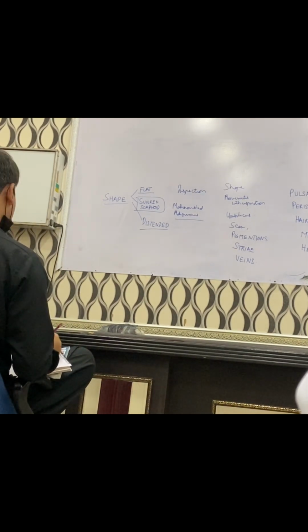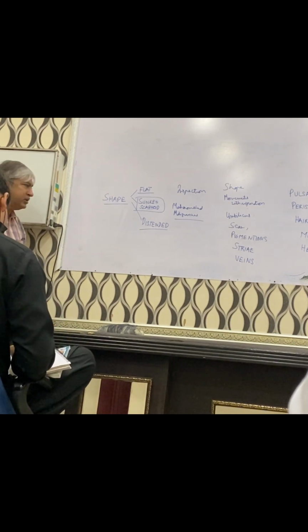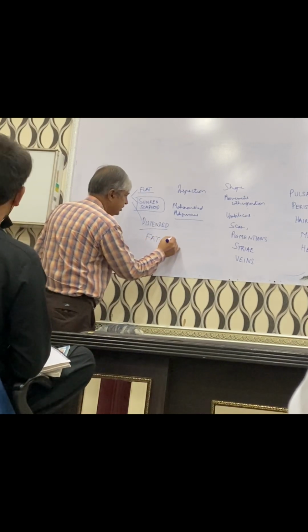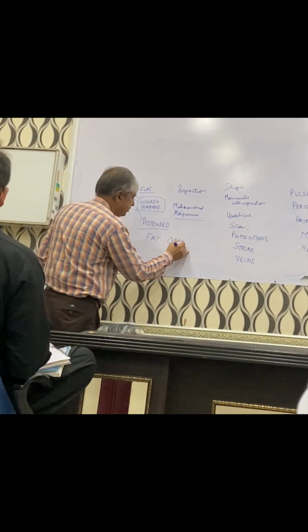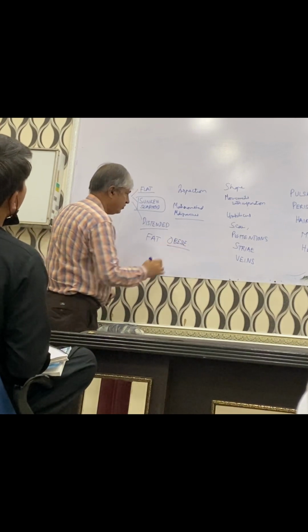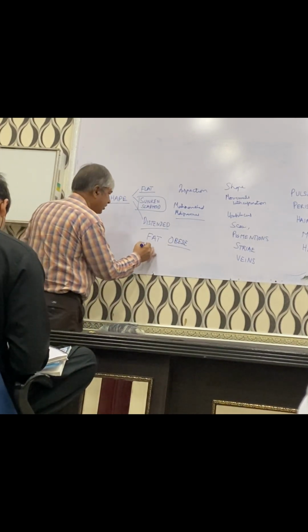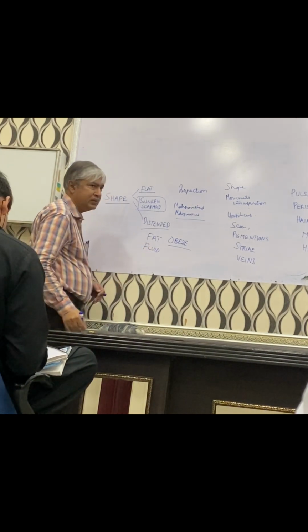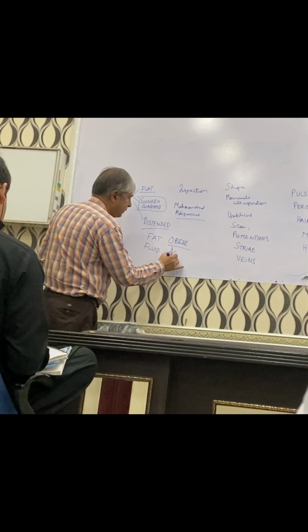Distended, if it is protruding outside, then you should think of 5 Fs. 5 Fs. Most likely it is fat. Fat means patient is obese, nothing else. Patient obese. Fat. It could be fluid. Fluid inside the peritoneal cavity. This means patient has got ascites.